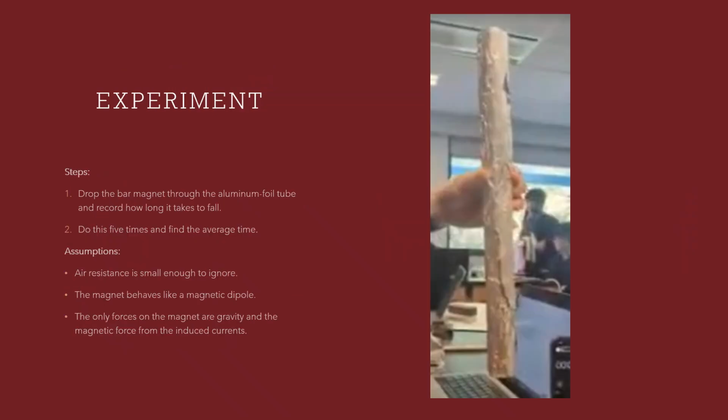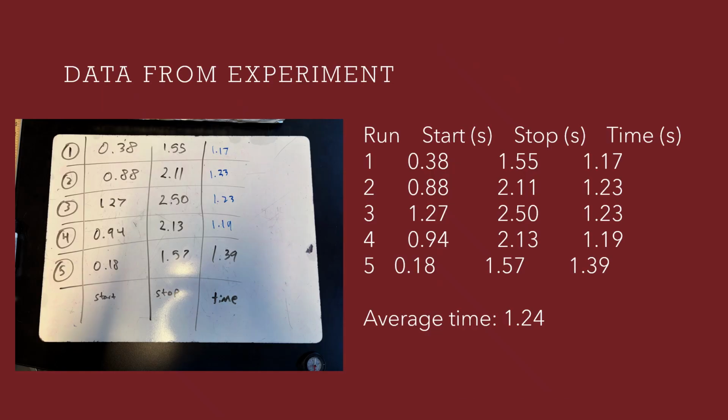Alright, for the actual experiment, we dropped a bar magnet through an aluminum foil tube and recorded how long it took to fall. Then we did this 5 times and found the average time. Some assumptions that we made were that air resistance is small enough to ignore, that the magnet behaves like a magnetic dipole, and that the only forces on the magnet are gravity and the magnetic force induced by the currents. And then here's the actual data from our experiments.